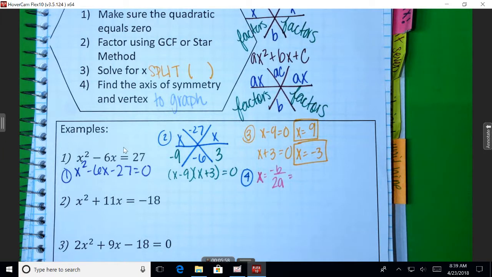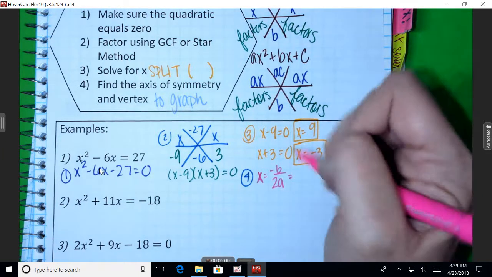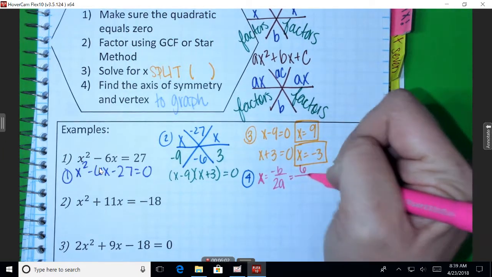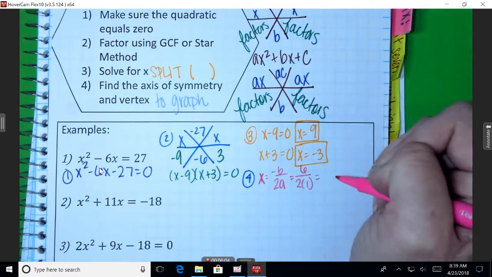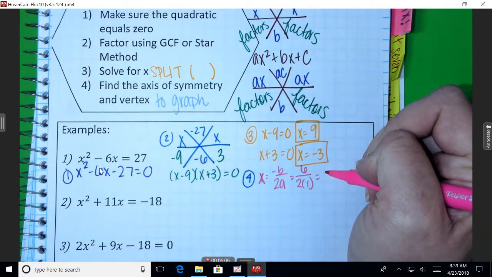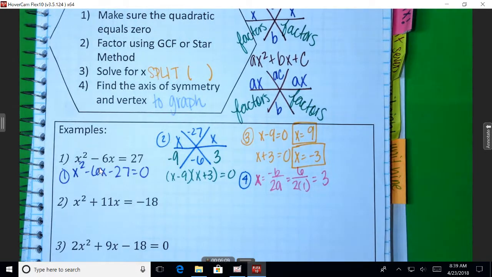All right, what's the opposite of B? So if B is negative 6, what's the opposite of that? All right, divided by 2 times 1. So what's our axis of symmetry? 3. And then we need our vertex. So how do we get that? Plug it in. Take a point.